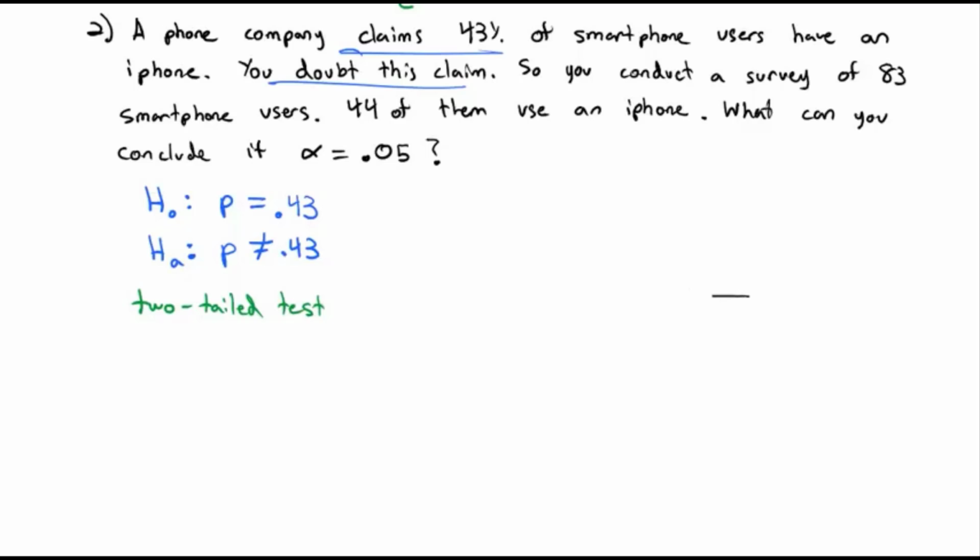Maybe it'd be easier to see if we drew a picture, and we're going to annotate this picture as we go on. Here's the normal curve for the proportion. The claim is that the proportion is 0.43, but we doubt that's true. We think it's either going to be lower, somewhere in the red tail on the left, or higher, somewhere in the red tail on the right. We don't know which side, we just doubt it. It's in both tails, left and right.